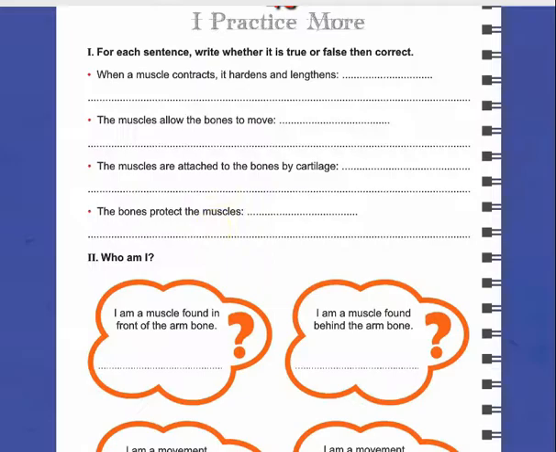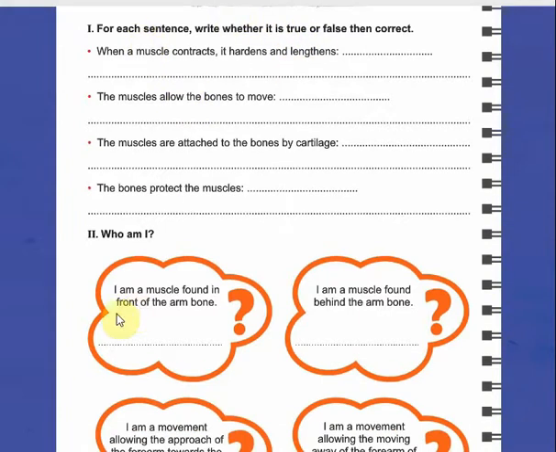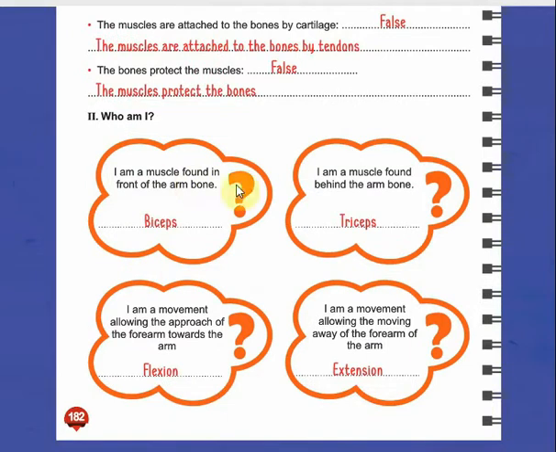First, I want you to study the first page of I Practice More by solving numbers 1 and 2. Let's remember number 2 together. I am a muscle found in front of the arm bone. This is the biceps muscle, and the muscle that's found behind the arm bone, this is the triceps muscle.